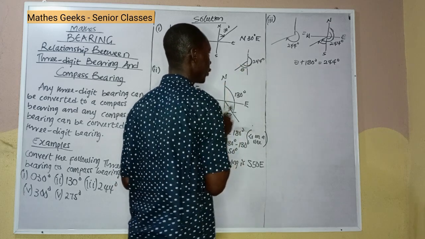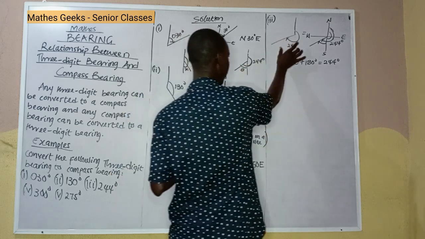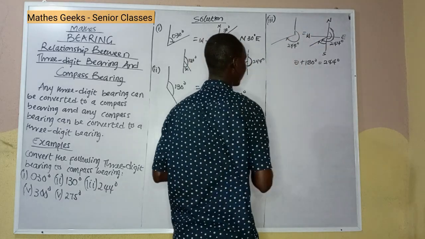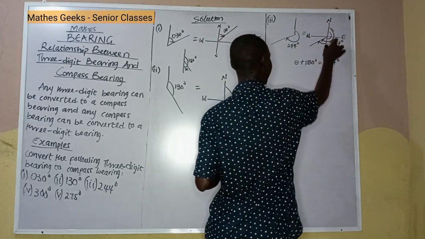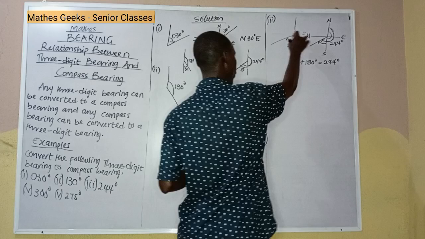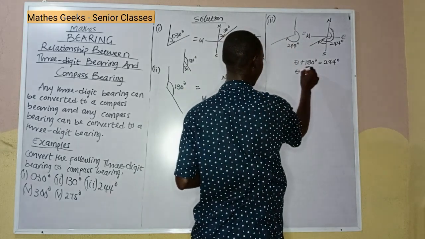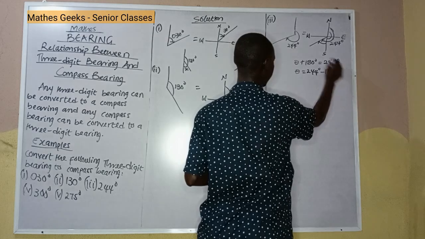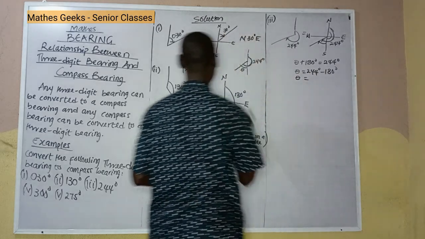Remember, it's a 3-digit bearing we are converting from to compass bearing. So from here to this line is 244 degrees. So 180 degrees plus theta is equal to this whole angle. So now theta is equal to 244 degrees minus 180 degrees. So theta is equal to what? Let me get it here.